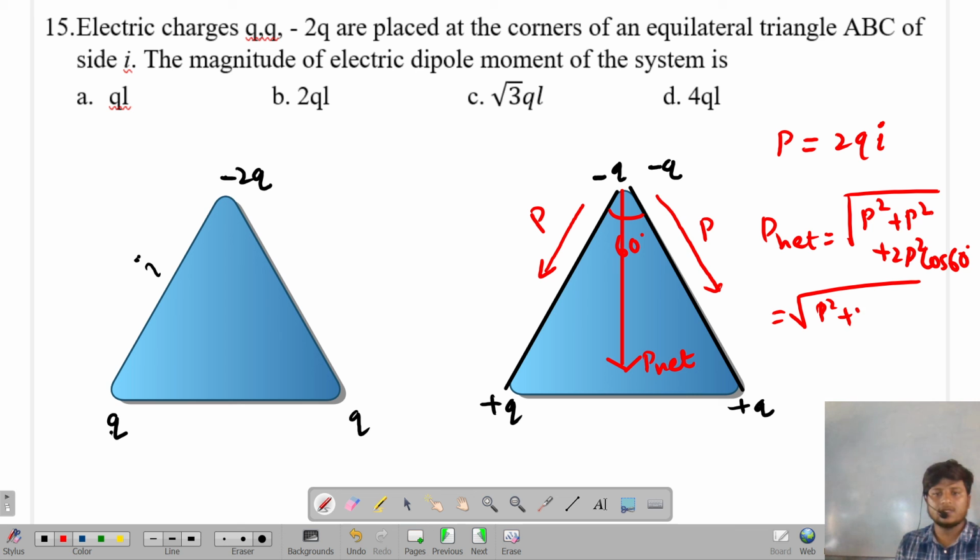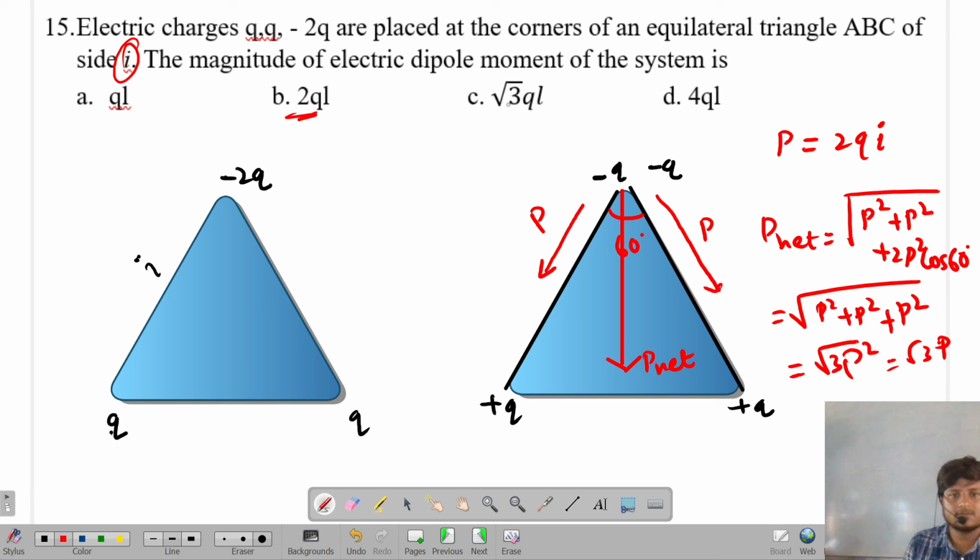This is how much? P square plus P square. Cos 60 is how much? 1 by 2. So again, P square. That I got as what? Root 3 P square. Root 3 P. That is what? Root 3 into what? Side l is given. Options are different given. So actually it should be root 3 into length. Q into L. So root 3 into Q into L.